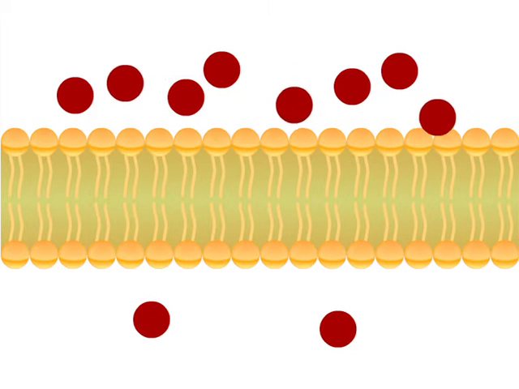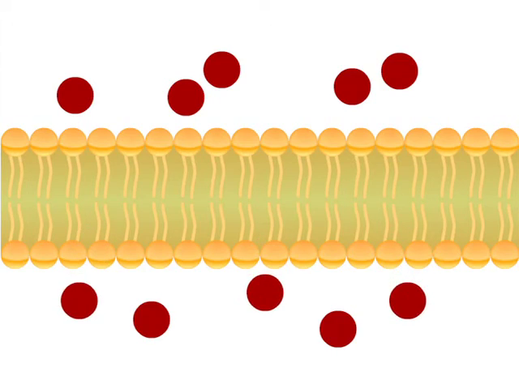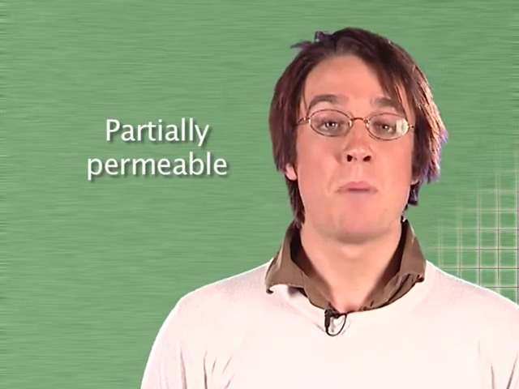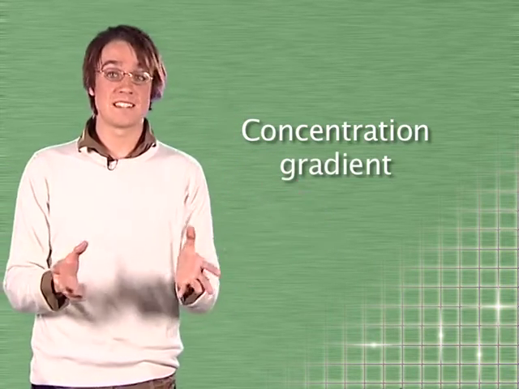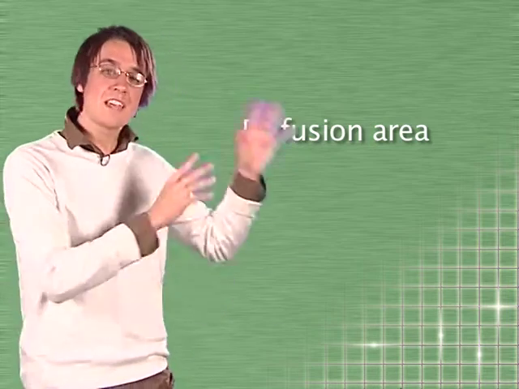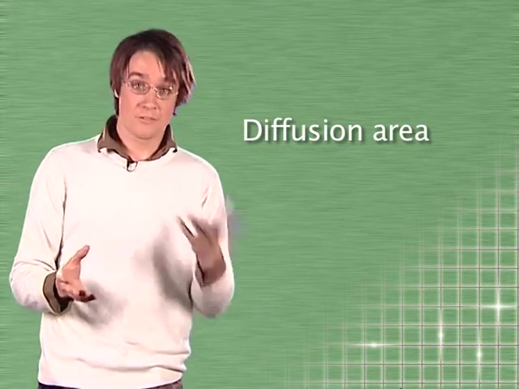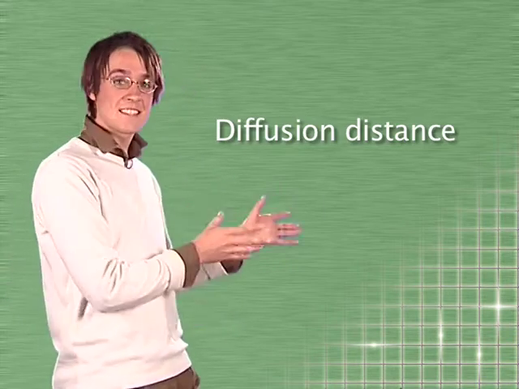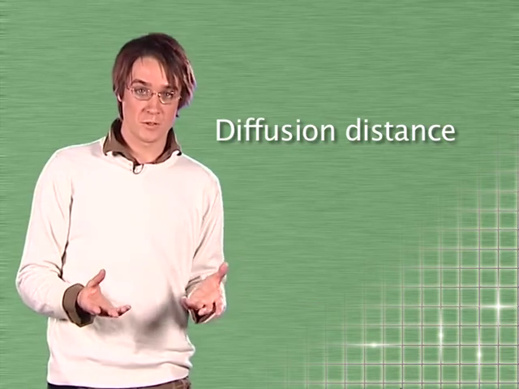In biology, we are usually concerned with the way that molecules diffuse across the plasma membranes. These membranes are described as partially permeable. The rate of diffusion depends on the concentration gradient. The steeper it is, the faster the diffusion. The area over which diffusion takes place. The larger the area, the faster the diffusion. The distance over which it occurs. The shorter the distance, the greater the diffusion.